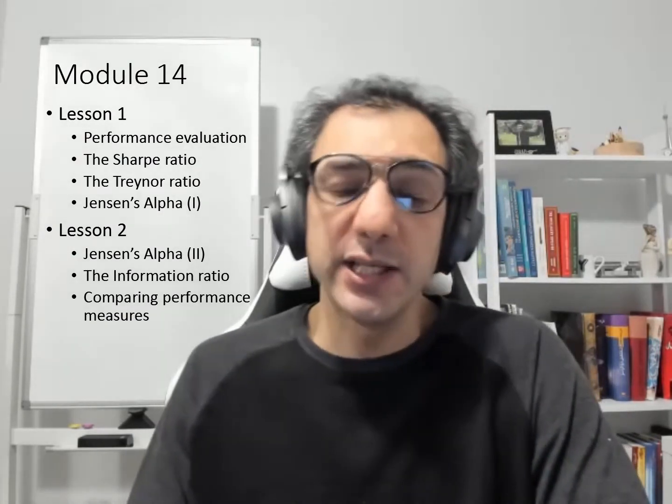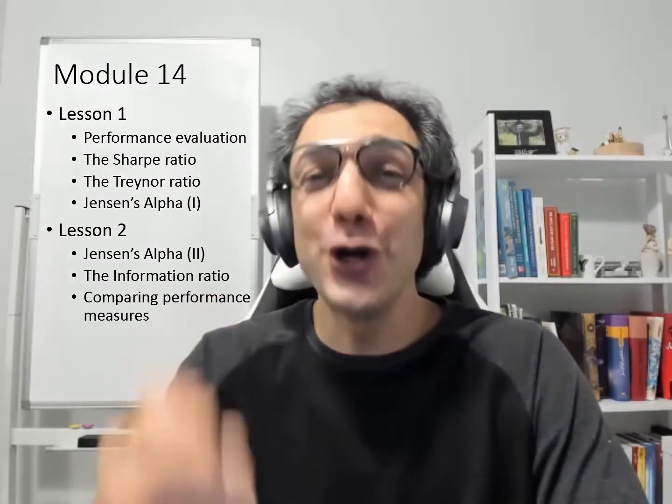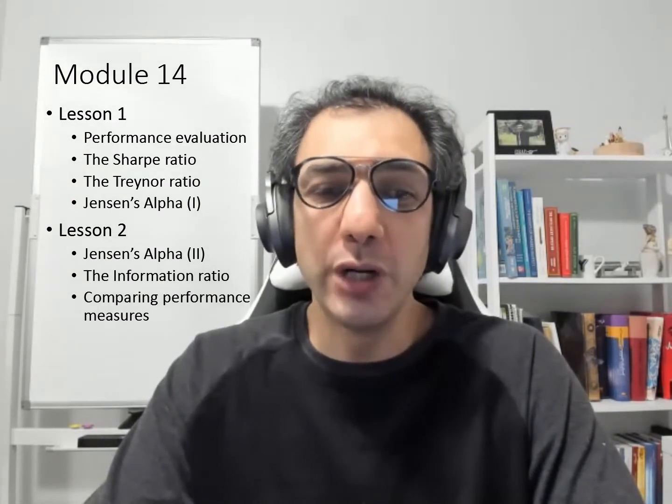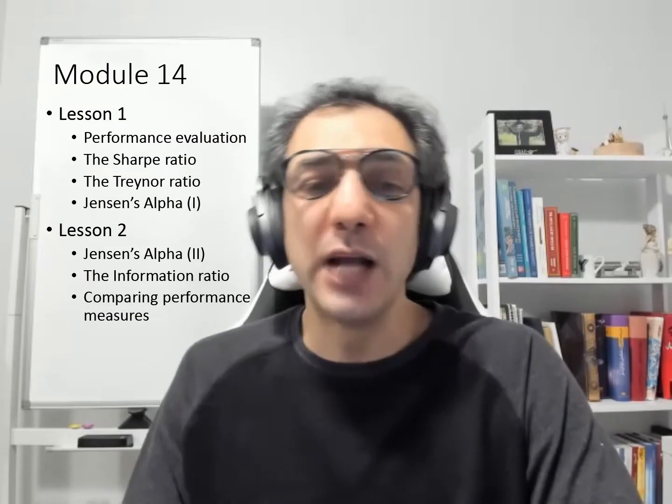In the second lesson, I will expand our argument regarding Jensen's alpha, and I will show you step-by-step how you can calculate alpha using the regression. And also, I will talk about the information ratio. And we'll wrap up our session by looking at different measures, and we'll compare and contrast them. So let's start our first lesson.